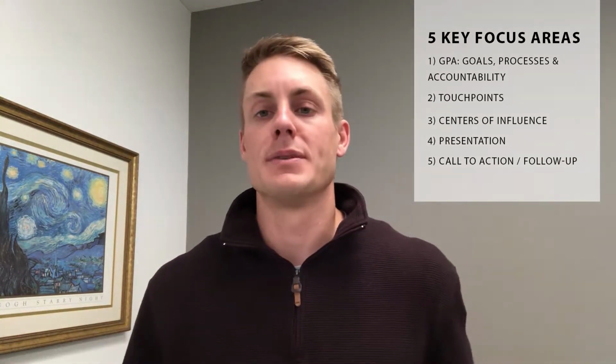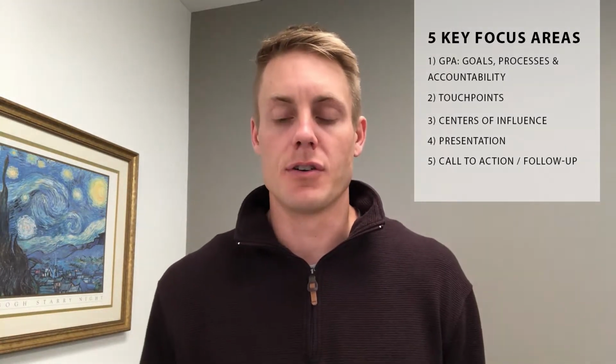So now I'd like to talk about some of the common areas that I like to organize when looking at an event to assess whether it's going to be successful, and some strategies there. The 5 areas are: number 1, GPA, goals, processes, and accountability. Number 2 is touch points. Number 3 is center of influence. Number 4 is the delivery of the presentation, and number 5 is the call to action, or letting leads go cold, or whatever you want to call it. For the follow-up, it asks: where do you want people to be after going to your event? What do you want them to do? I'm going to talk about a couple of these in detail. They are in the blog in more detail as well.